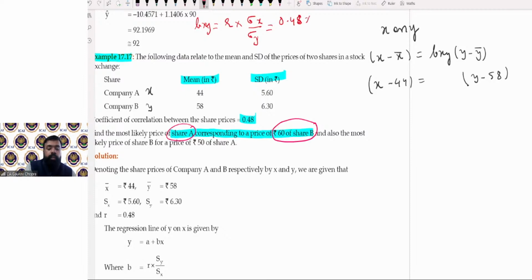0.48 multiplied by 5.6 divided by 6.3. So let's calculate this and see how much we are getting. 0.426.